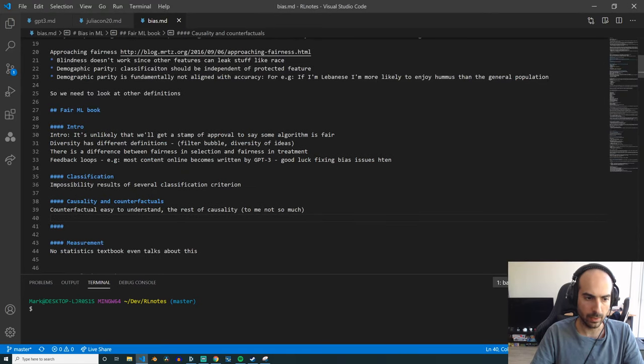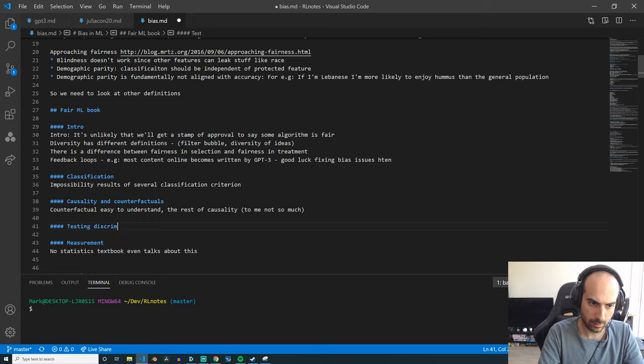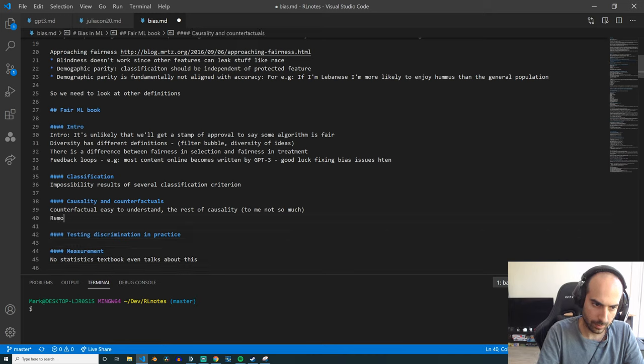Okay, and then let's see, so practice. Remove examples or features. Remove or change examples or features in the data set and see if the model output is significantly different.